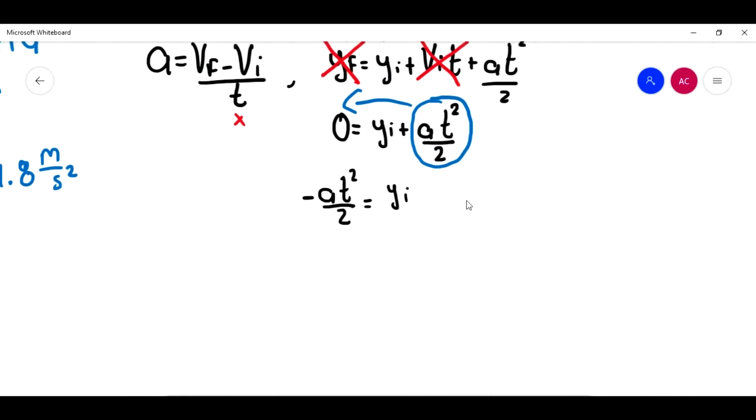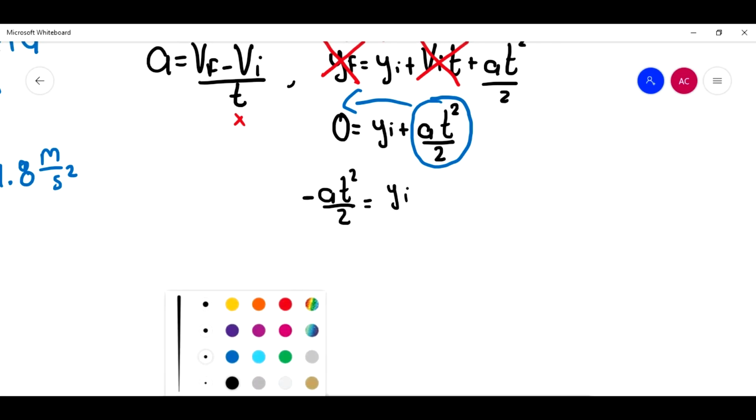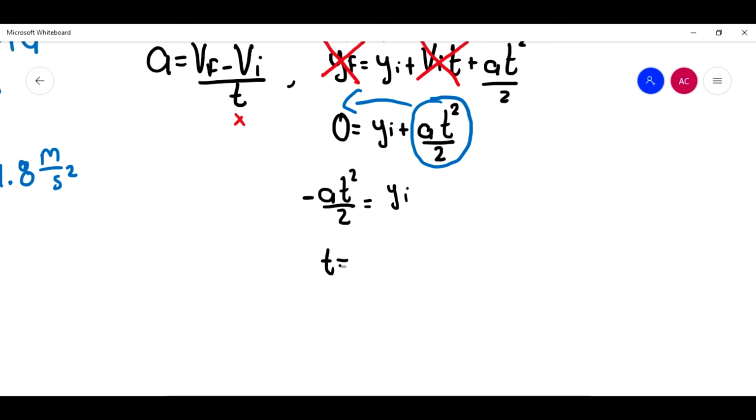So yes, let's do it. And the exponent, the square, I'm going to get rid of that square with the square root. So time equals 2 times the initial position over the negative acceleration. Now this negative could be in the denominator or in the numerator, as you wish.